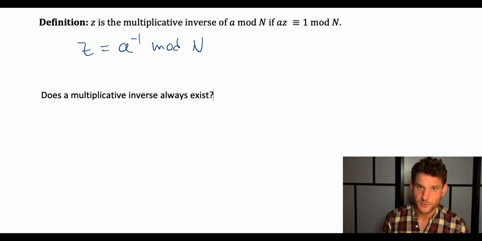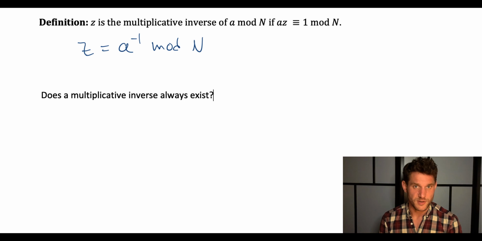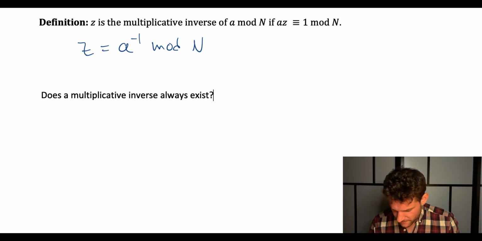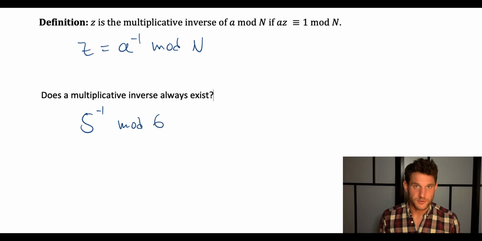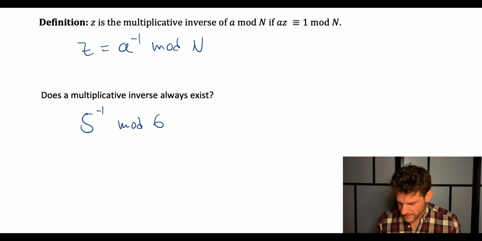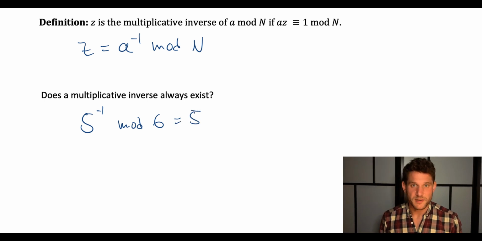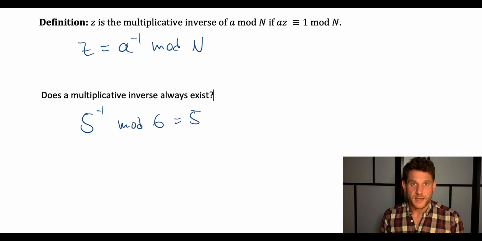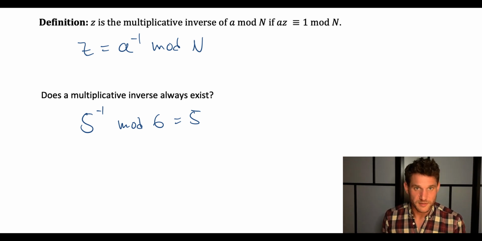So here's a good question. Does a multiplicative inverse always exist? Can we always take the inverse of a number mod n? Turns out the answer is no. Let's look at a good example. Notice that 5 inverse mod 6 equals 5. Why? Because 5 times 5 is 25, and that's 1 modulo 6, because 6 times 4 is 24, and 25 is therefore 1 modulo 6.